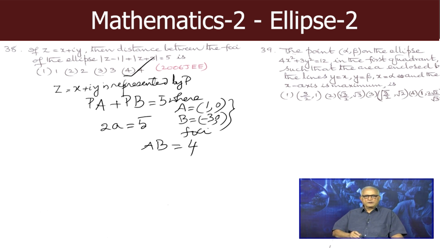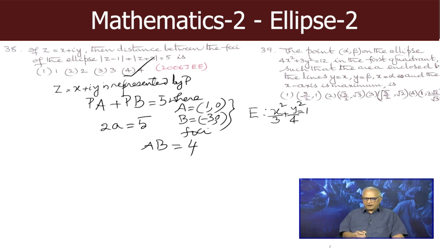Easy question, IIT JEE 2006. The point (alpha, beta) on the ellipse 4x square plus 3y square equal to 12 in the first quadrant, such that the area enclosed by the lines y equal to x, y equal to beta, x equal to alpha, and the x-axis is maximum. He is asking the point (alpha, beta) on the ellipse x square by 3 plus y square by 4 equal to 1.